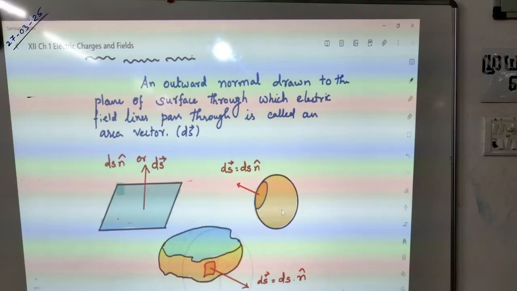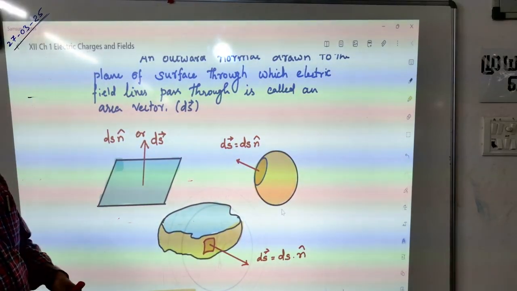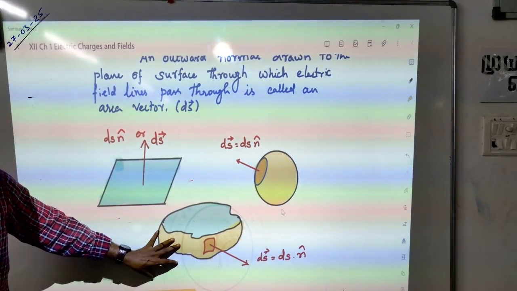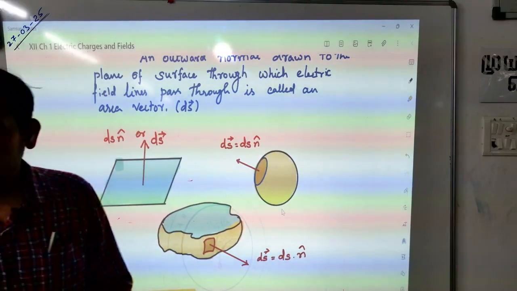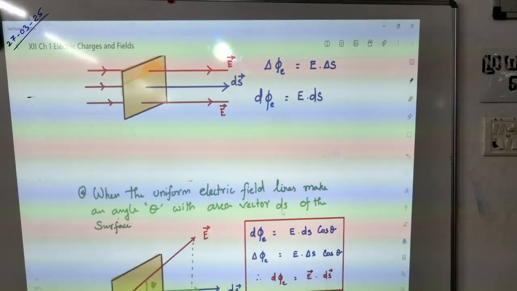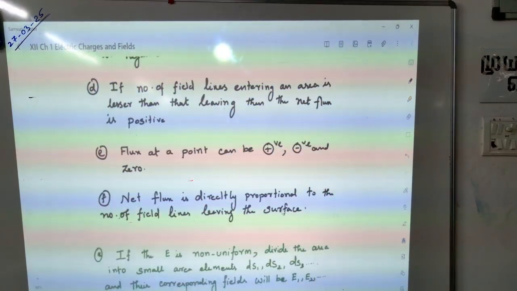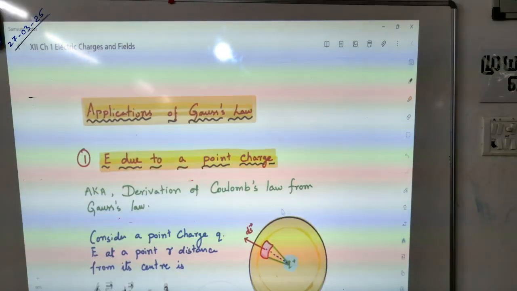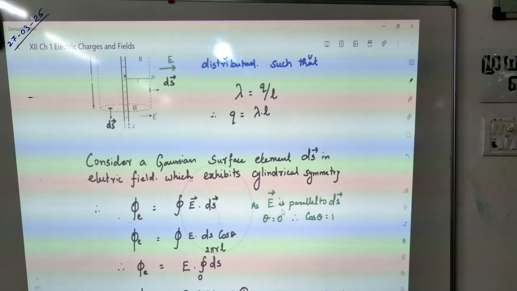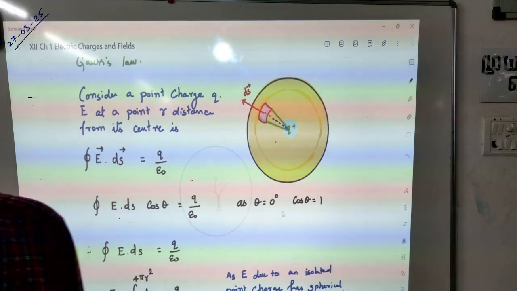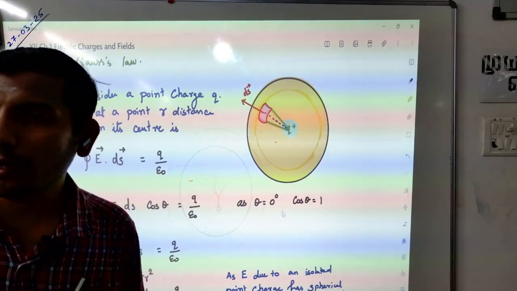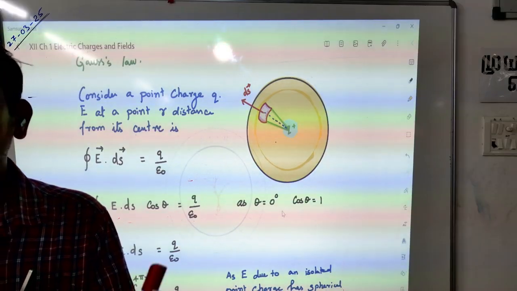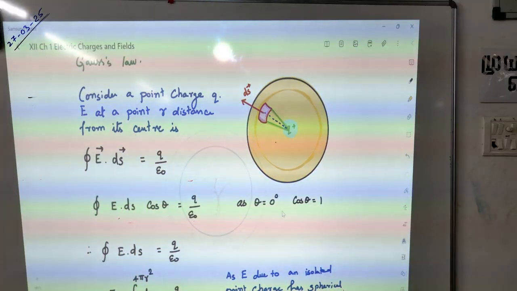Here we have taken the area vectors for different shapes, how the area vectors are drawn. Shown the picture. Finally, coming to Gaussian surface, Gauss theorem, applications of Gauss law. According to the CBSE syllabus, we have learned only three: linear charge distribution, planar, and charged sphere, conducting sphere.